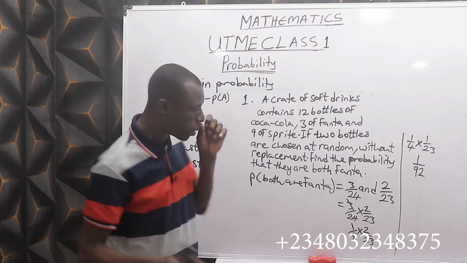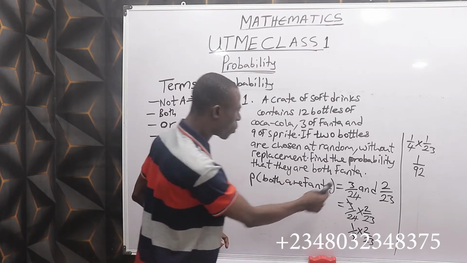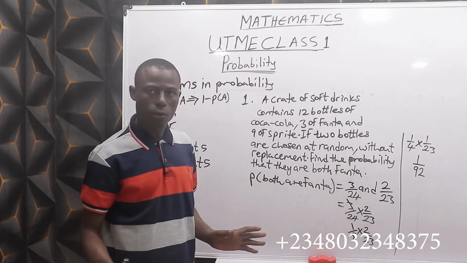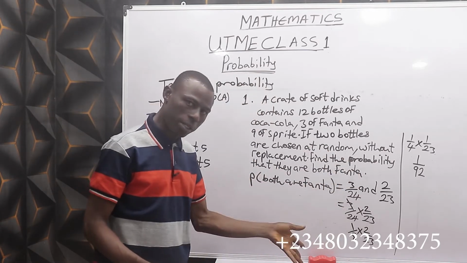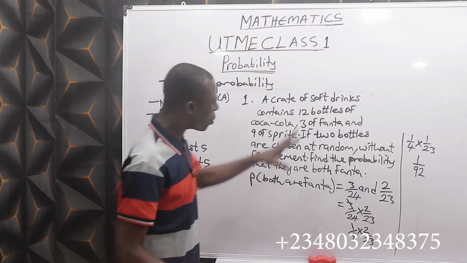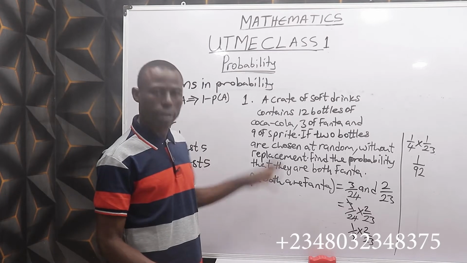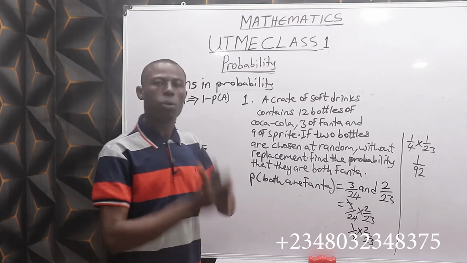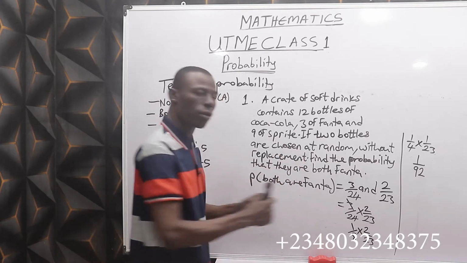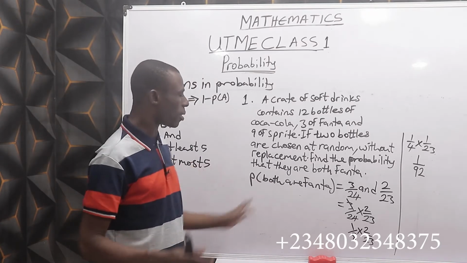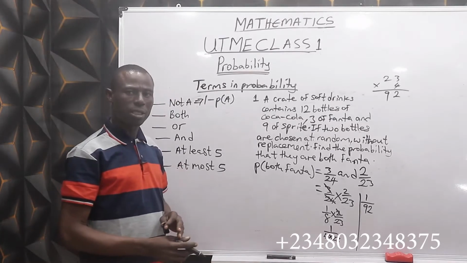If it were with replacement, it would be 3 over 24 times 3 over 24. We take one, we replace, we take one again. But now, these two being chosen is without replacement. That is, when we take the first one, we don't replace it. Then we take the second one. That is it. I want to believe you understand.